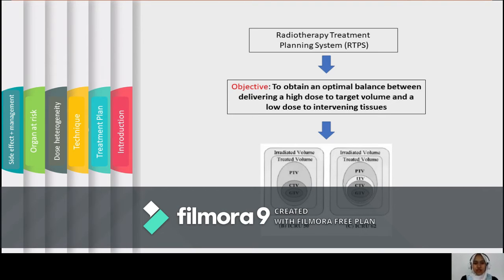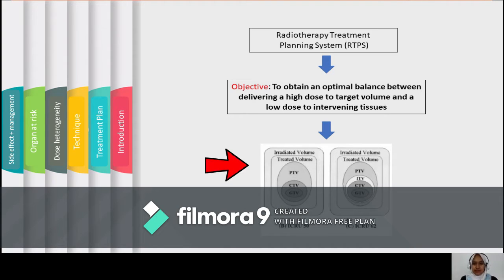According to the International Commission on Radiation Units and Measurements (ICRU) Report 50 and 62, when delivering a radiotherapy treatment, the volume of the dose must be specified for several purposes, which include prescribing, recording, and also reporting. This diagram shows different volumes as defined in ICRU Report 50 and 62.